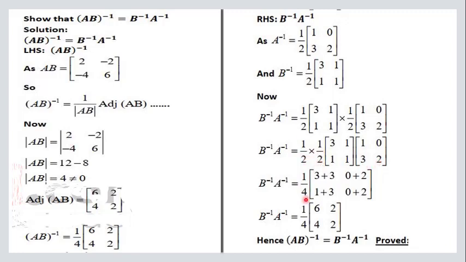And then in the next step, what do we do? We multiply these two matrices, so we get the result 3 plus 3, 0 plus 2, 1 plus 3, 0 plus 2. Finally, on solving, we get 1 by 4, [6, 2; 4, 2]. So now you can see that (AB) inverse is equal to 1 by 4, [6, 2; 4, 2]. Similarly, B inverse A inverse is also equal to 1 by 4, [6, 2; 4, 2]. Therefore, (AB) inverse is equal to B inverse A inverse.